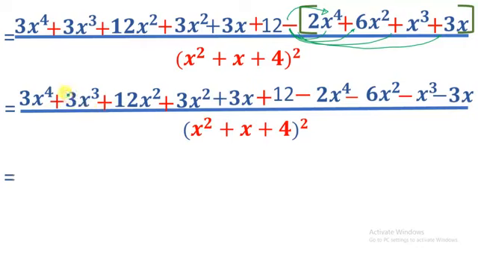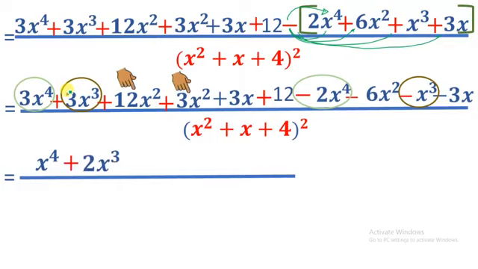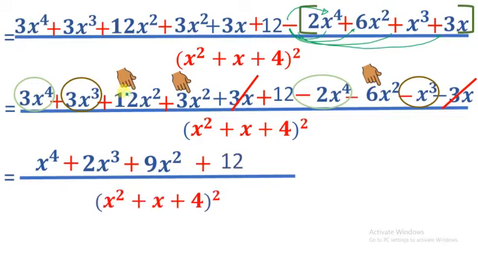Now we will add the similar terms. So we will get 3x to the power 4 minus 2x to the power 4 is x to the power 4. 3x cubed minus x cubed is plus 2x cubed. 12x squared plus 3x squared is 15x squared. Minus 6x squared, it is plus 9x squared. Plus 3x and minus 3x is 0. Plus 12 over x squared plus x plus 4 all squared, and this is the derivative.